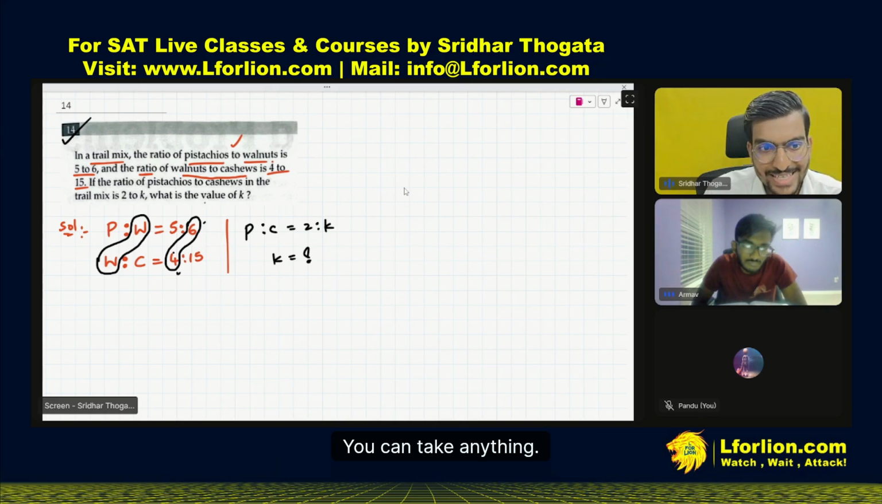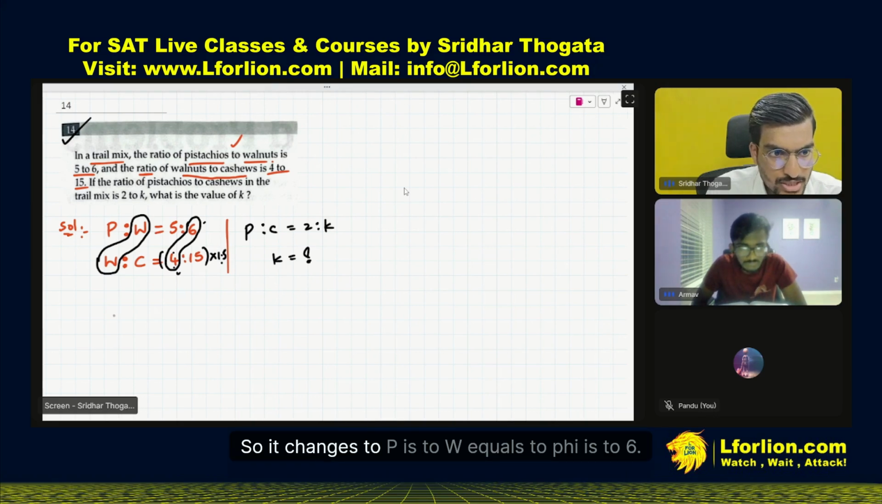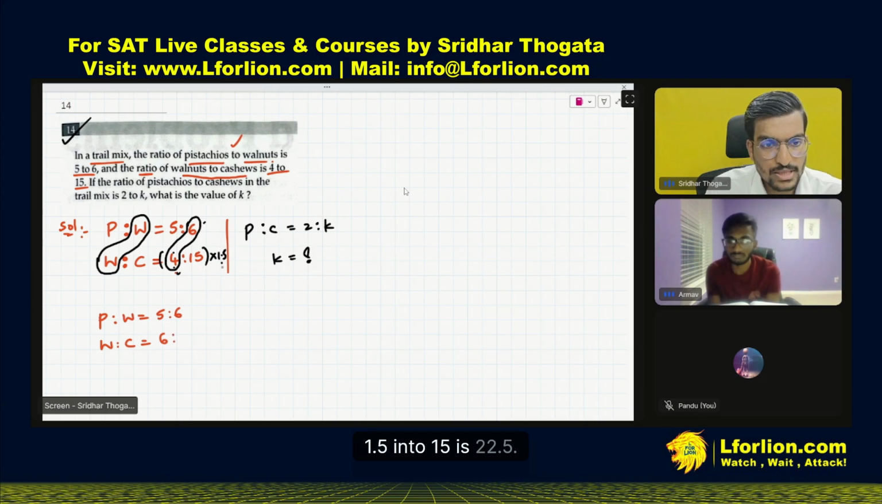You can take anything. What I do is take the second one now. You can take the first one also. I'll multiply this by 1.5. Then 4 into 1.5 becomes 6. So it stays P is to W equals 5 is to 6. I'm not changing that. W is to C equals 1.5 into 4 is 6, and 1.5 into 15 is 22.5.